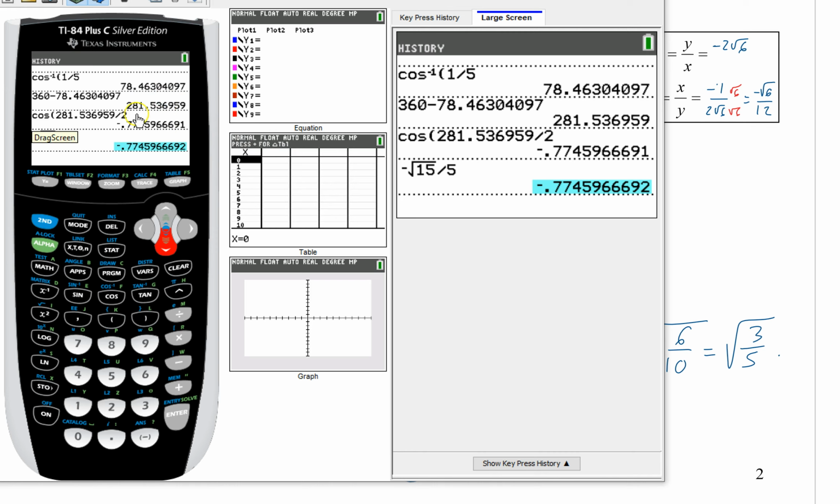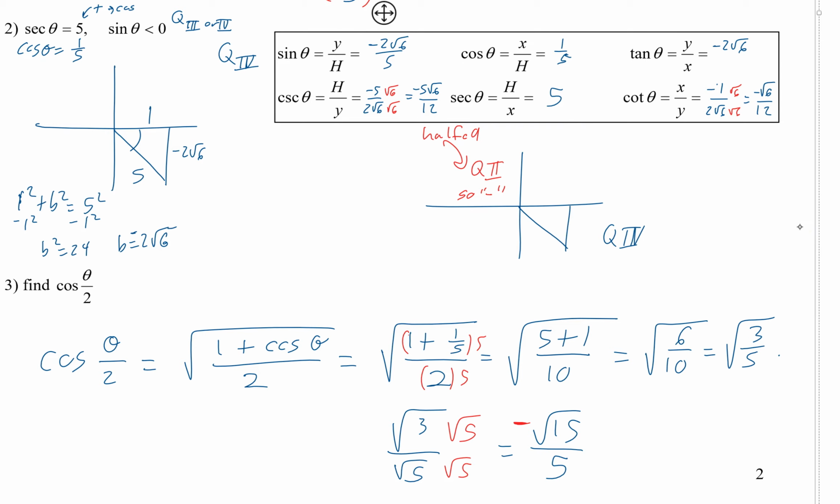Cosine of the quadrant 4 angle divided by 2 gave us a negative for cosine. So if you kept this original angle and did it, it would have come out positive. We need to make sure that we have the correct quadrant that we are in. That is what you were looking at. What quadrant are you in? Positive angles only, and it'll give us the answer.